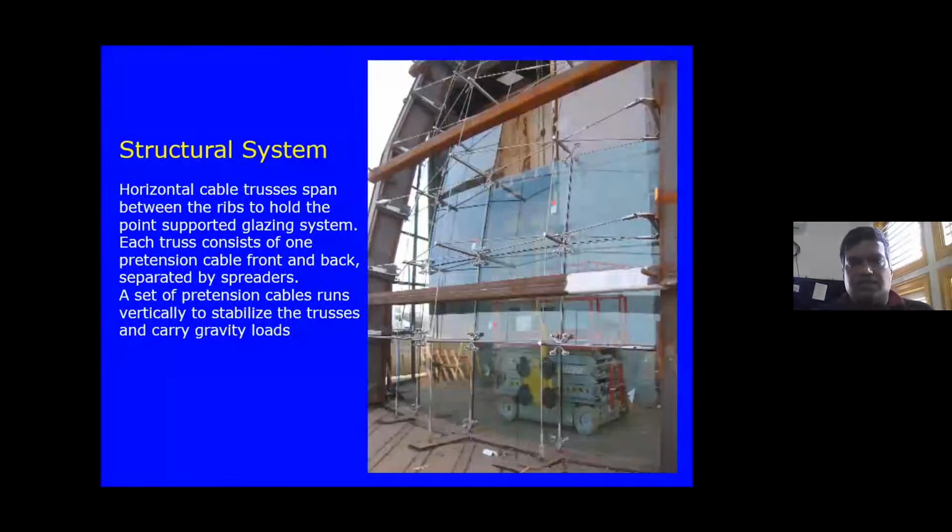So what was the structural system we came up with? This is the structural system. It's a cable net, I mean, not cable net, it's cable trusses: front cable, back cable, and then of course the vertical cable. This is the basic structural system, and of course these cables are supported onto these steel rib beams that run radially all around the rotunda.